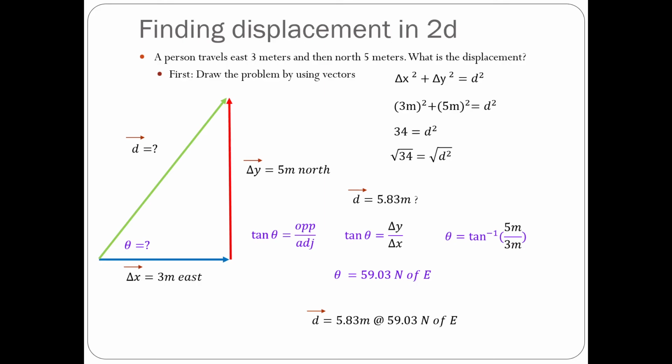The last note I want to end on is about direction. If a displacement or any vector quantity has a direction of northeast, southwest, southeast, or northwest, it means the angle is exactly 45 degrees.